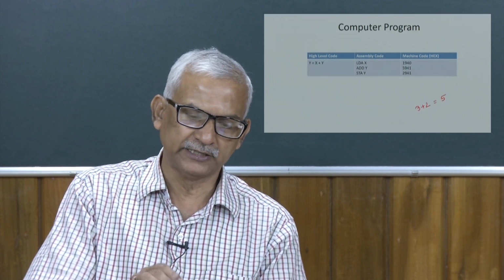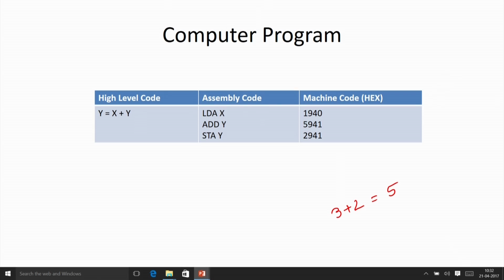So, in that particular case, in high level language we are going to write y is equal to x plus y. What will happen is we are taking the information from memory location 940, taking the information from memory location 941, adding them together and storing the result in memory location 941. That is why we say y is equal to x plus y. This is the operation we are going to perform, and at high level we write it in this way.